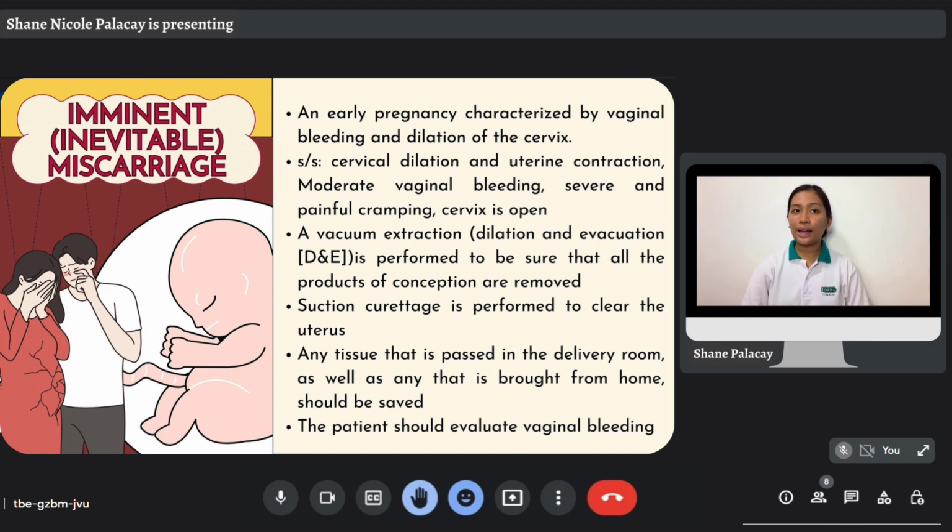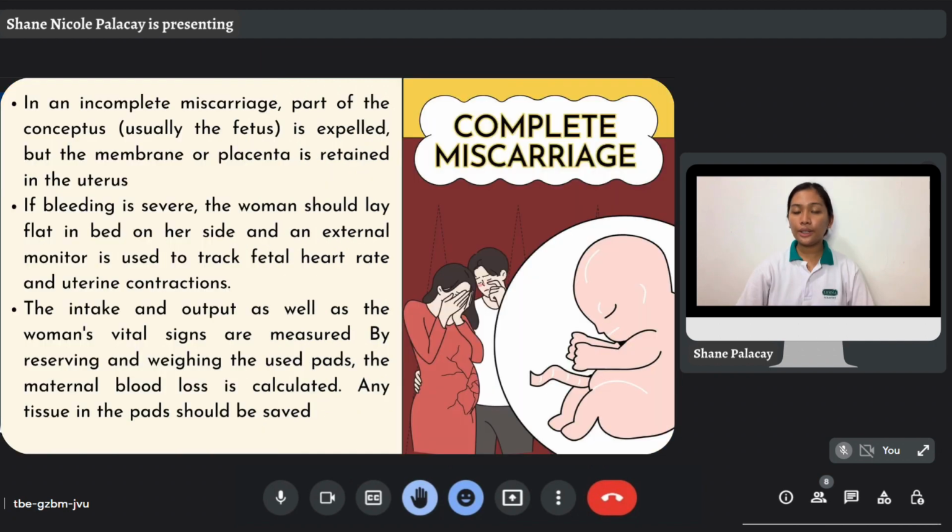Any tissue that is passed in the delivery room, as well as any that is brought from home, should be saved so that it can be inspected for an anomaly such as gestational trophoblastic disease like hydatidiform mole, as well as to make sure that all fetal contents have been freed from the uterus. The patient should evaluate vaginal bleeding by keeping track of how many pads she uses after being released from the hospital after the D&E. Complete miscarriage.